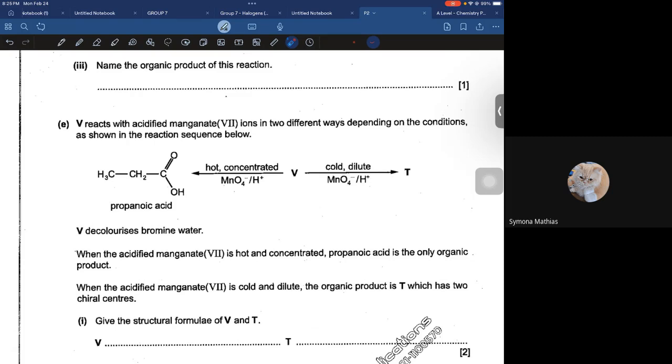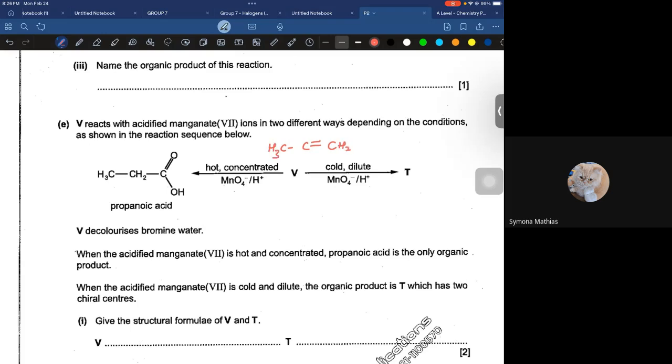It seems like this is an alkene. Is it an aldehyde? An aldehyde will not react with cold and dilute MnO4 minus. Aldehyde would not react with this. Let's take propene. Propene is C, then C, then C. This is your propene.